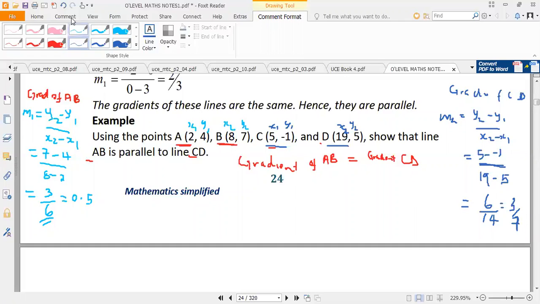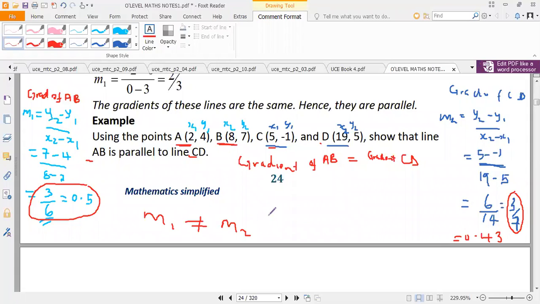So you realize that the gradient of AB is 0.5, and the gradient of CD is 3 out of 7. If we put 3 out of 7 in decimal form, it is around 0.443. So since M1 is not equal to M2, then we conclude that the two lines are not parallel.